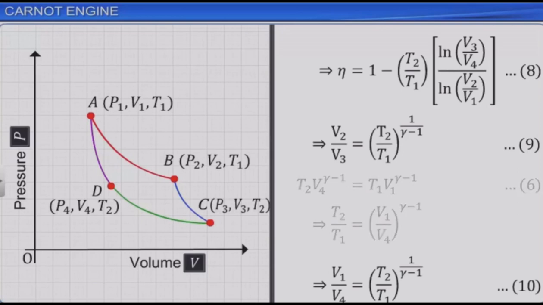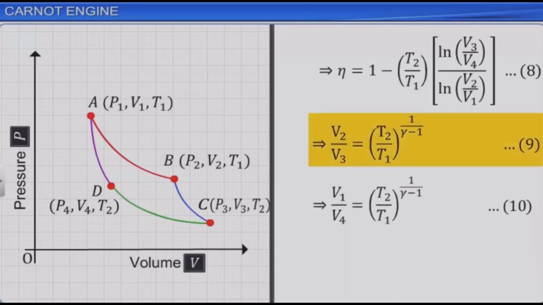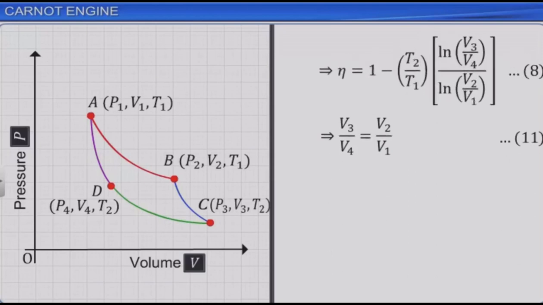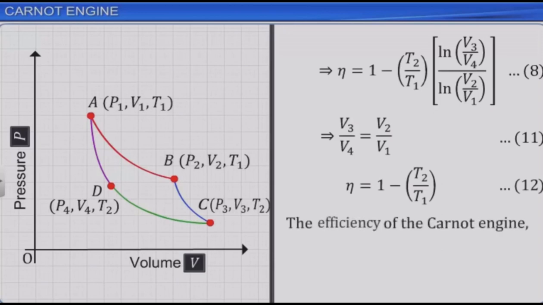From equations 9 and 10, we have V3 by V4 is equal to V2 by V1. Let this be equation 11. From equations 8 and 11, we get eta is equal to 1 minus T2 by T1. Let this be equation 12. Hence, the efficiency of the Carnot engine eta is equal to 1 minus T2 by T1.